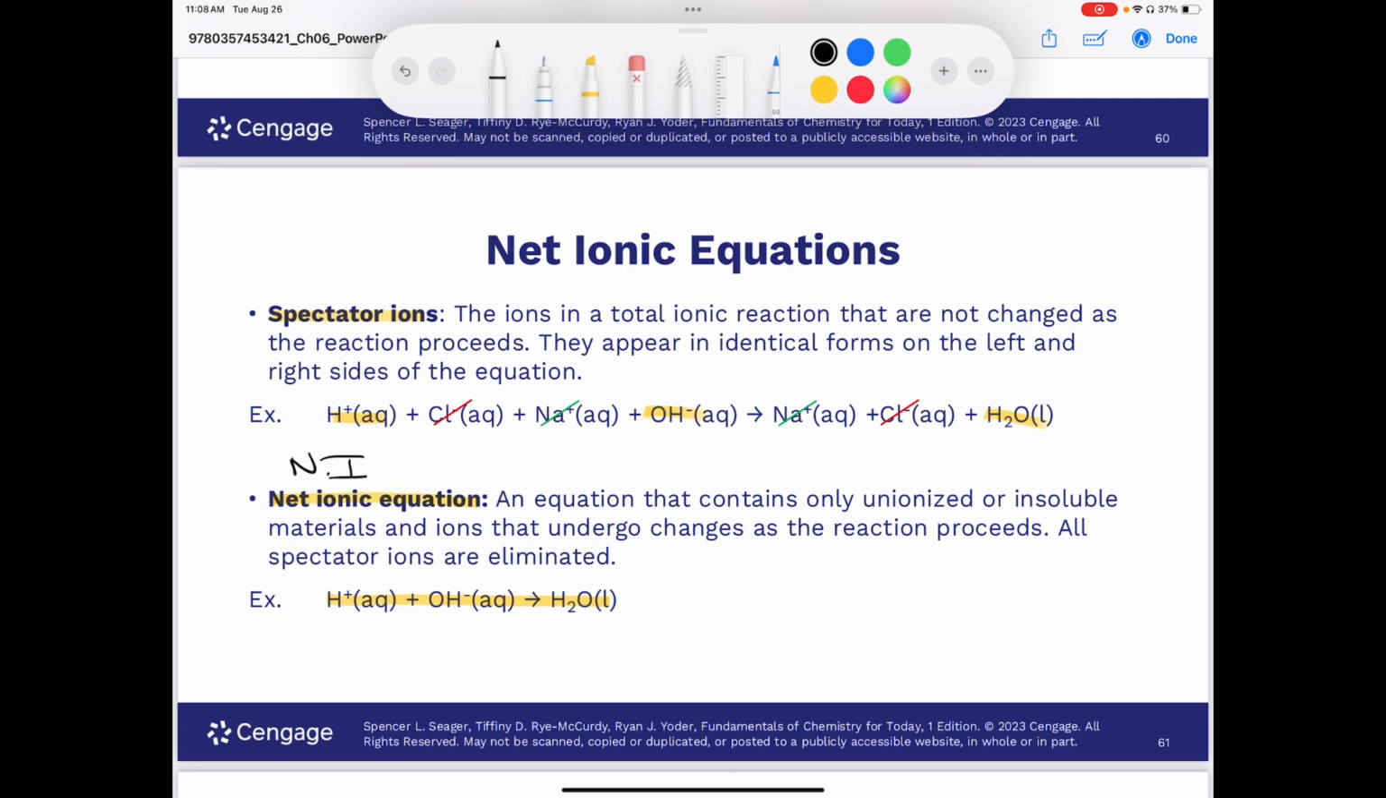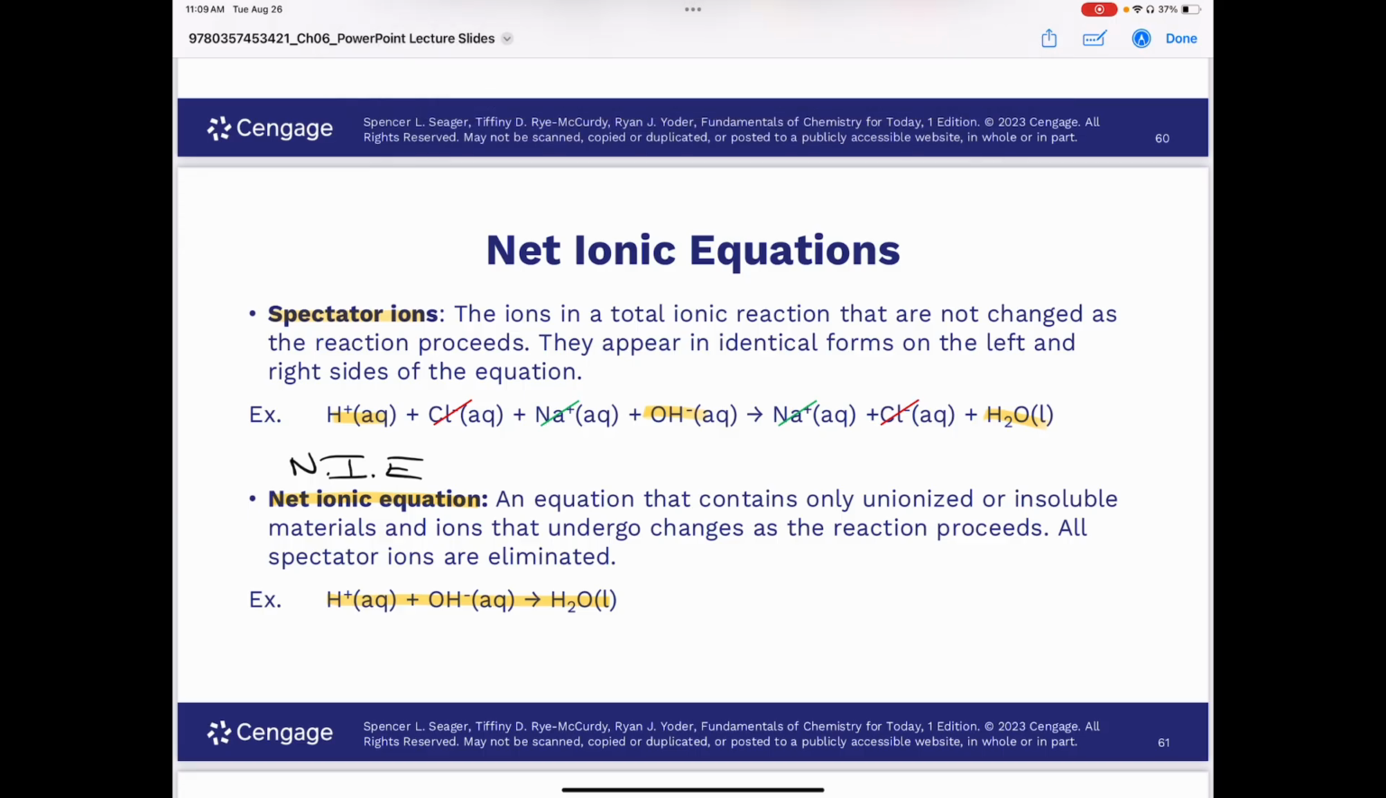I usually abbreviate this as net ionic equation like that. And again, it only shows the reactants and the products that are really actually changing throughout the reaction, because again, the chloride ion wasn't changing and the sodium ion wasn't changing in this particular case.